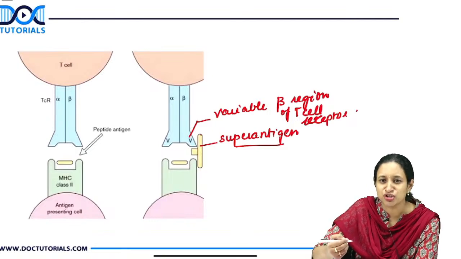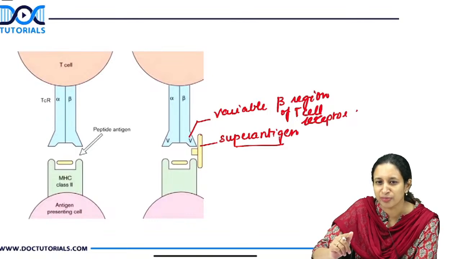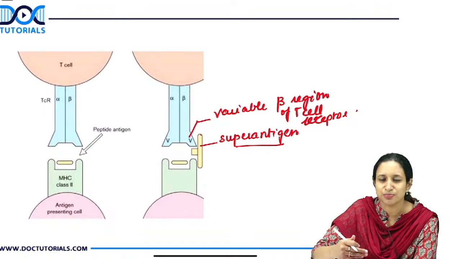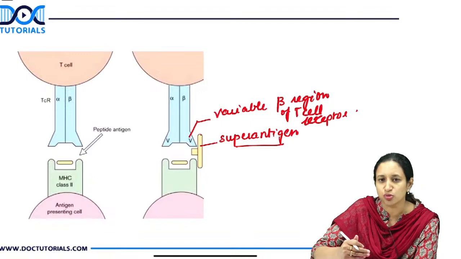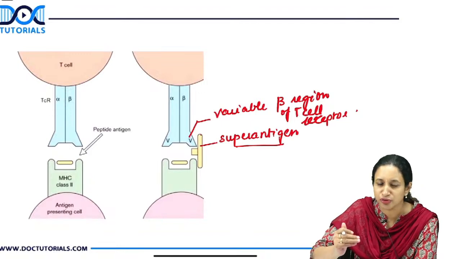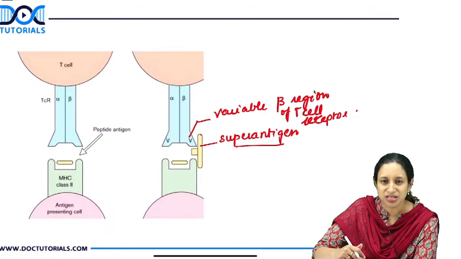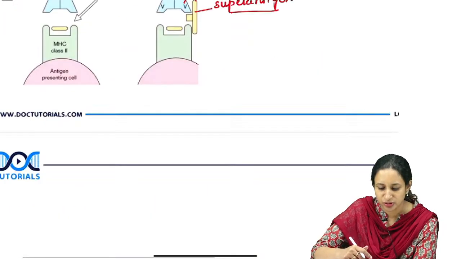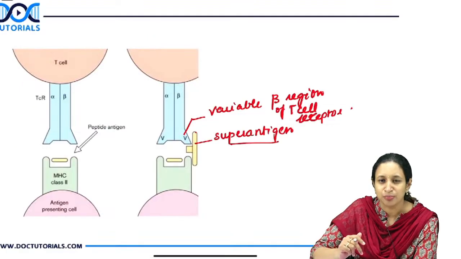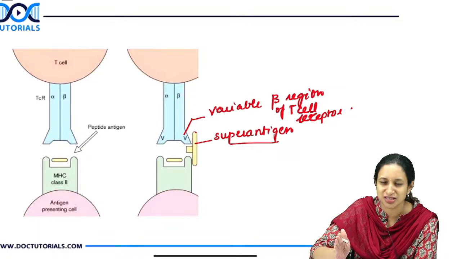So a super antigen is something that you always have to remember as something which bypasses your antigen presenting cells and MHC2, and directly goes and binds to the variable beta region of your T cell receptor, causing massive release of your cytokines. So these are all the important images that you have to remember before you go for the exam, because many of these images have been previously asked in the exam, and these are of great importance. So any questions?